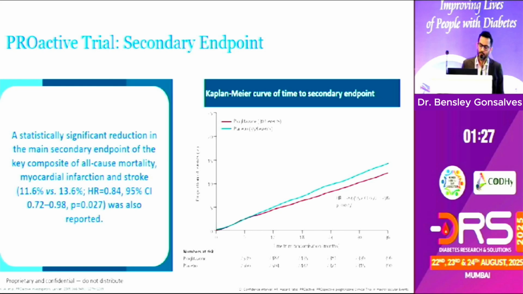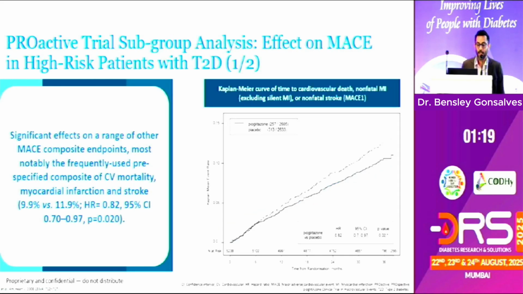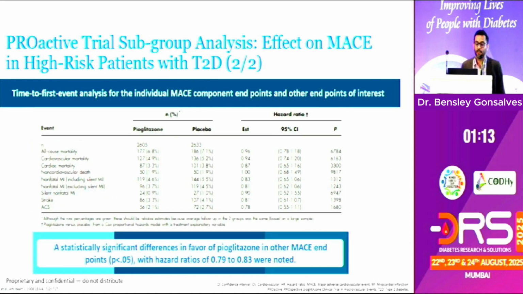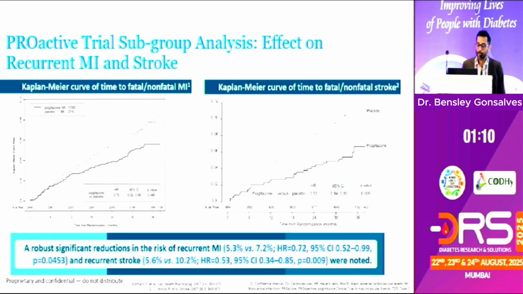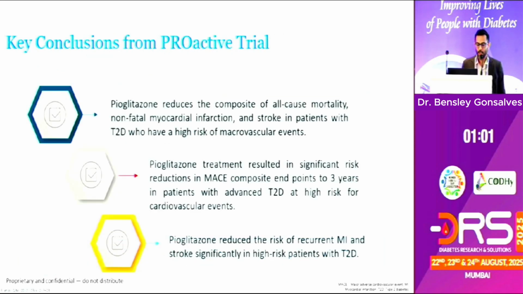Secondary endpoint, the main secondary endpoint of the key composite of all-cause mortality, myocardial infarction and stroke was reported as compared to placebo. When there was the subgroup analysis, there was reduction in MACE. Then compared to MI and stroke as compared to the placebo, there was a robust significant reduction in the risk of MI and recurrent stroke. So these are the key conclusions of the PROactive trial, wherein there is a high risk of macrovascular complications, pioglitazone did reduce all-cause mortality and non-fatal myocardial infarction in such patients.